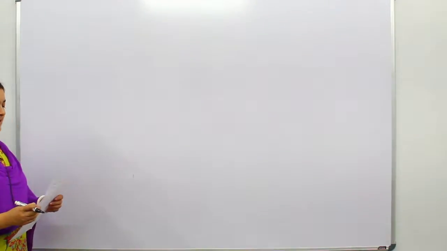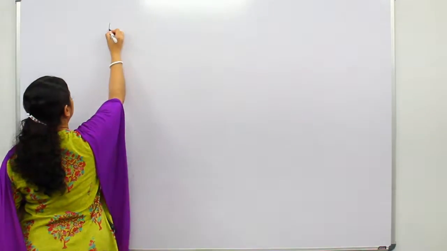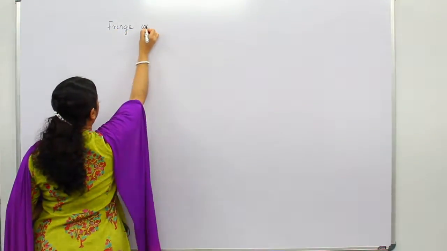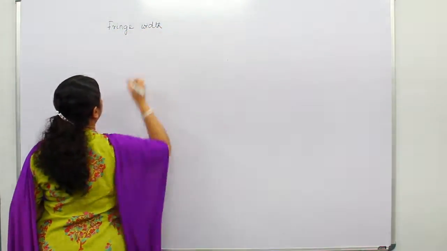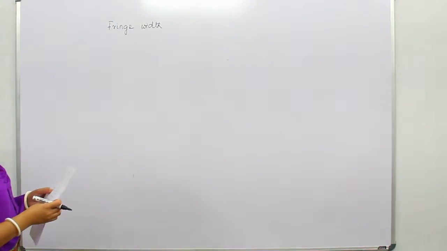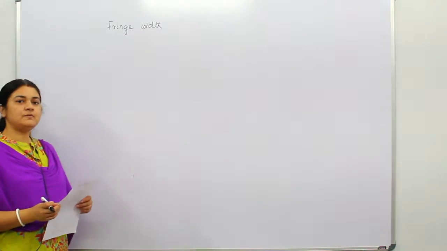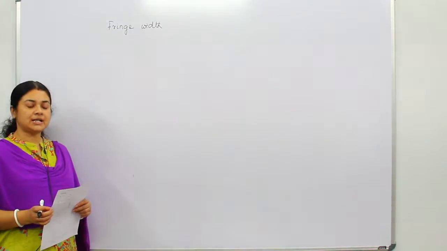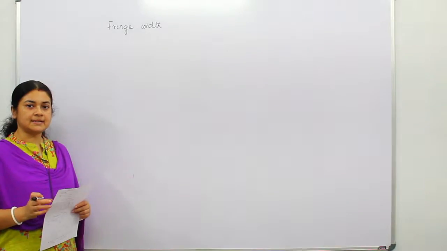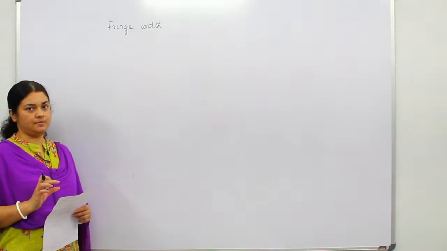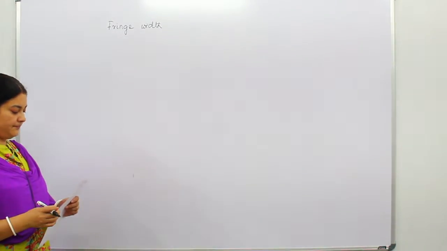Now we will study the fringe width. First, let me tell what fringe width is. Fringe width is actually the distance between two consecutive dark or bright points.